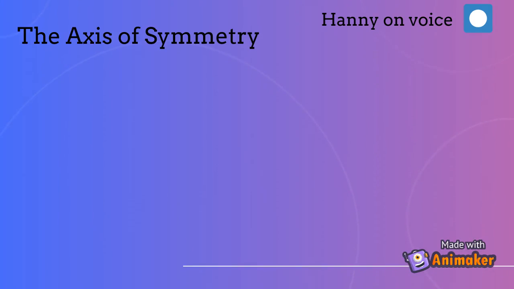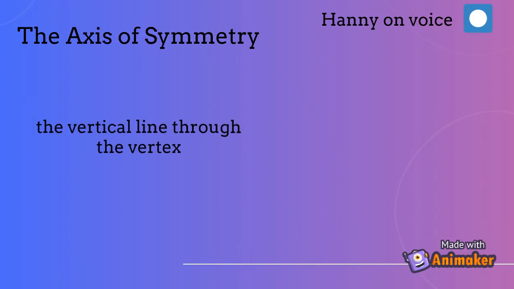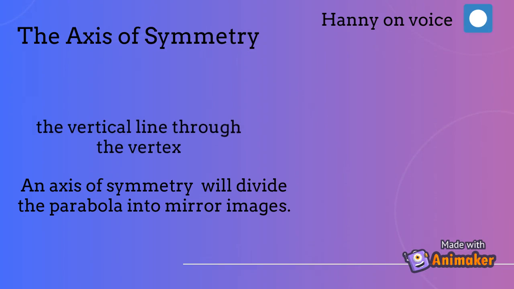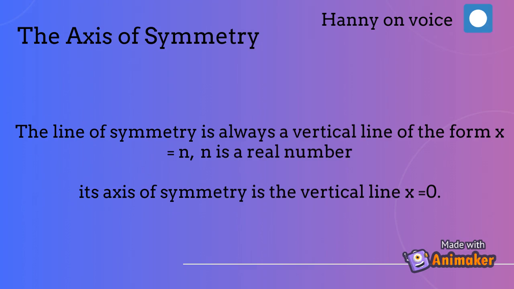So let's just start with the first explanation about the axis of symmetry. The axis of symmetry of a parabola is the vertical line through the vertex. An axis of symmetry, also known as a line of symmetry, will divide the parabola into a mirror image. Now you need to know that the line of symmetry is always a vertical line.